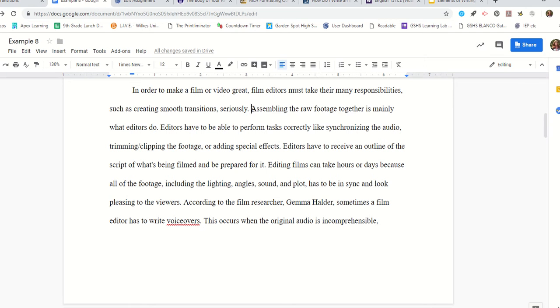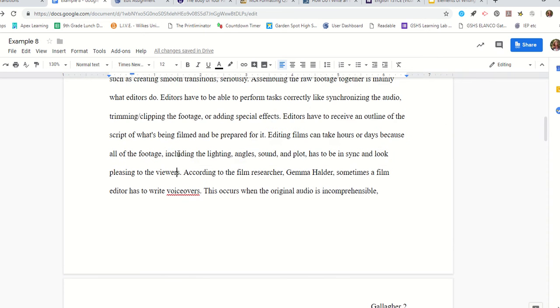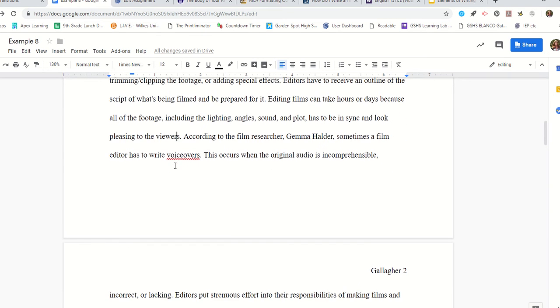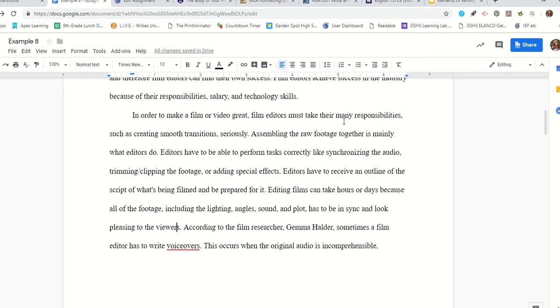It talks about assembling raw footage, which is what they do. They perform tasks such as synchronizing audio, trimming footage, and special effects. They receive an outline of the script. It takes a lot of time because they include angles, lighting, sound, and plot. It has to be in sync, and has to be pleasing. So that's all from this writer's own head so far, all that support about how film editors take their responsibilities seriously.